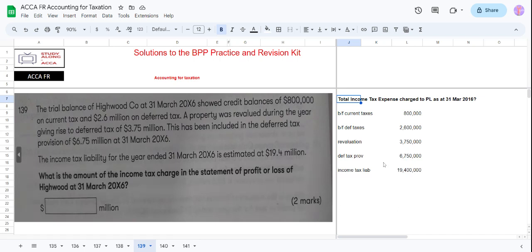We'll do question number 139. It is related to accounting for taxation. The ask is to tell the total income tax expense charged to P&L.